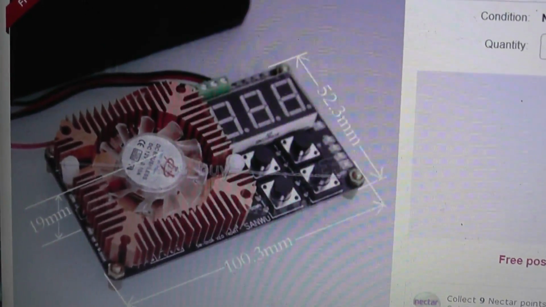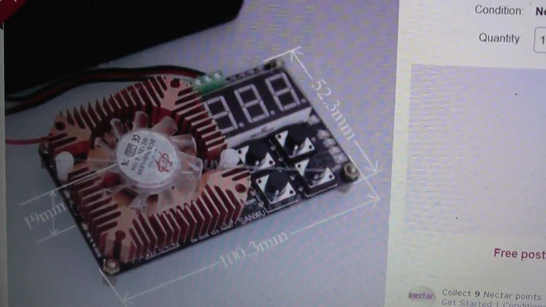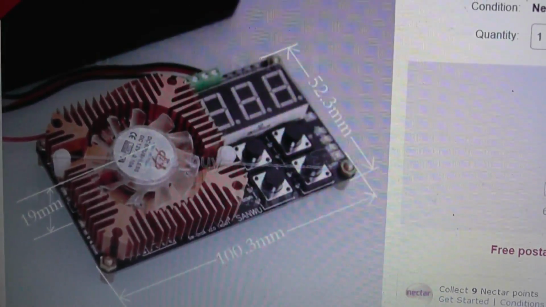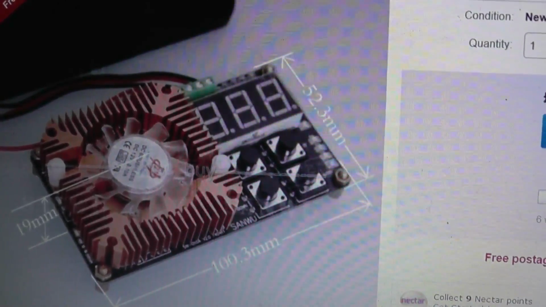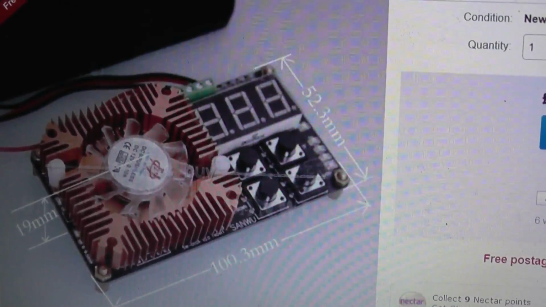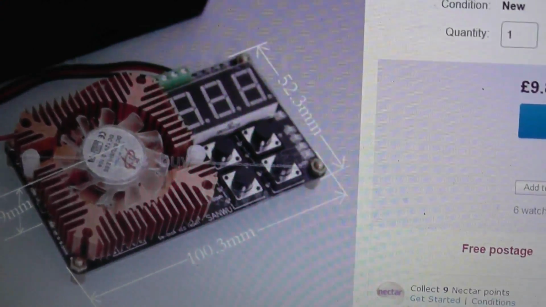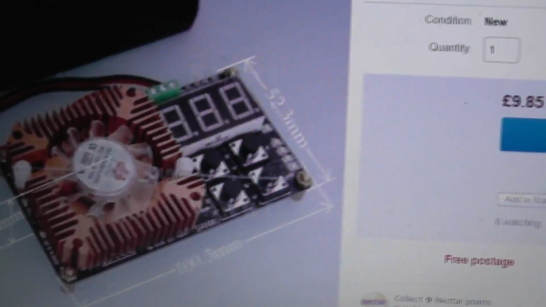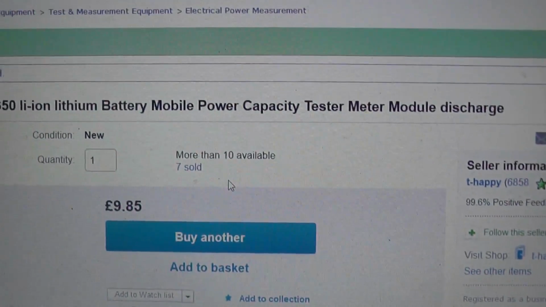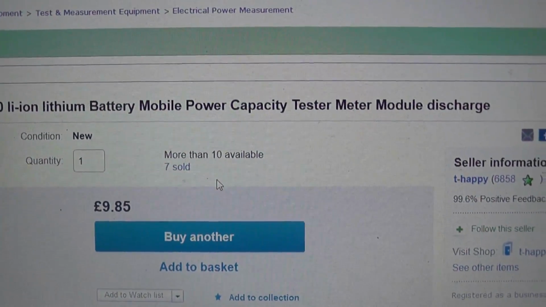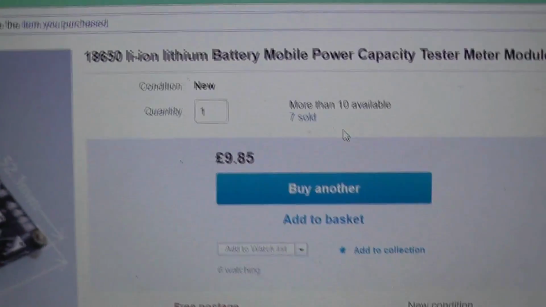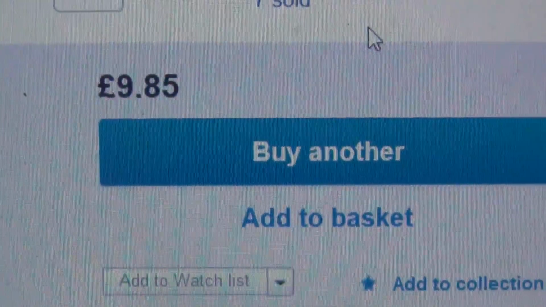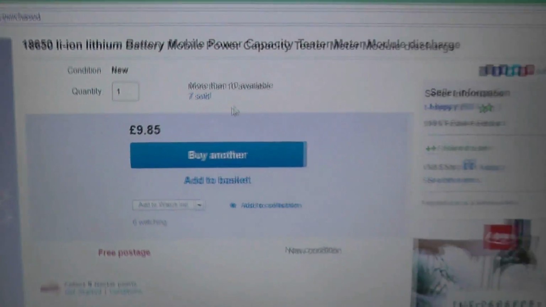Hello YouTube, I recently bought one of these on recommendation from one of my subscribers who's bought a couple of them, and I thought, well, they're a fairly good price and they look quite substantial. I'll buy one to test and see if it's any good. So these on eBay are labelled as lithium battery module power capacity tester meter module discharge. So certainly got enough in there, and they're £9.85 and they actually came from the seller.